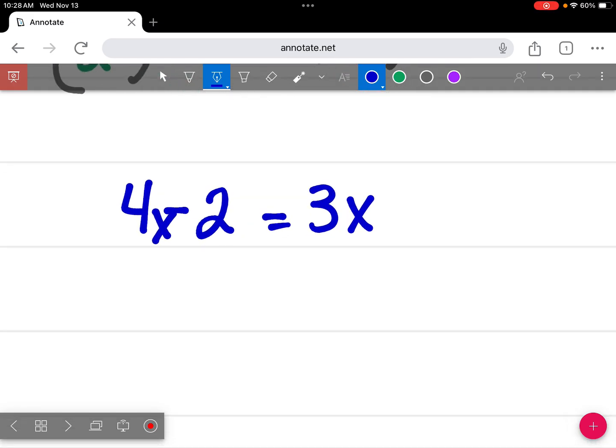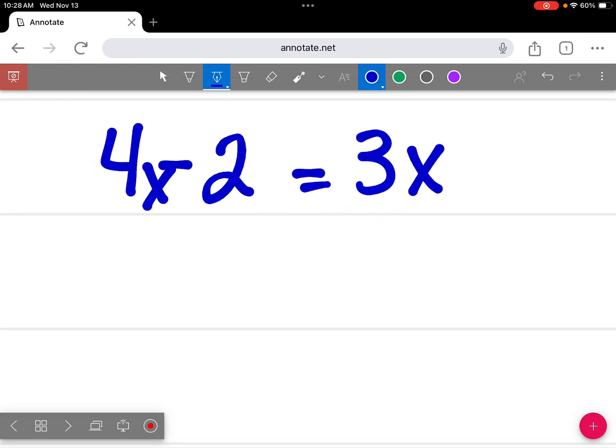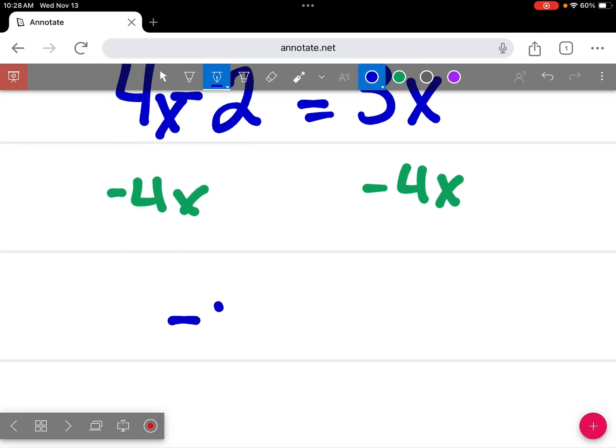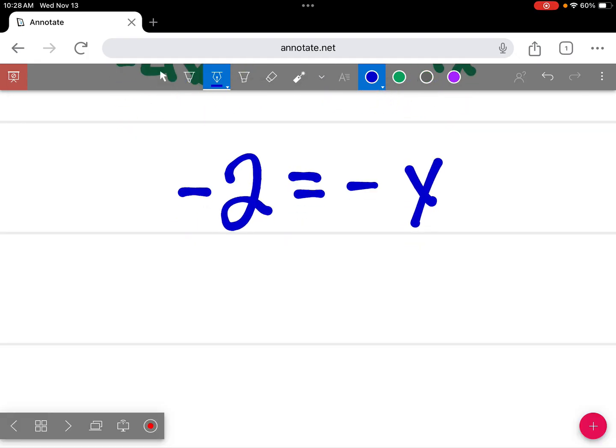Oh, I love that. I wrote down the problem out of my notes. That's fun. What do we do next? Oh, so subtract 4x. We can do that. Totally fine. Minus 4x, to get our x's together. So we get that minus 2 equals minus x. So what does x equal? 2.